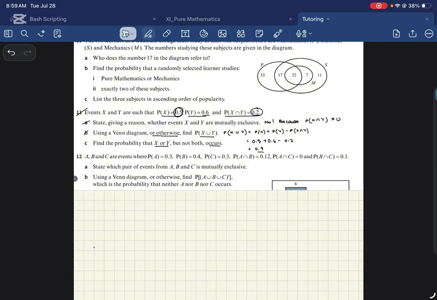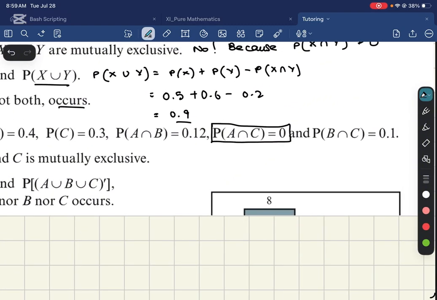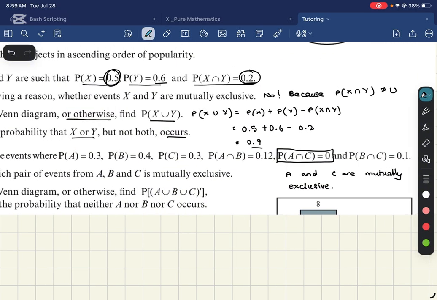A, B, and C are events. Okay, we are given these. State which pair of A, B, and C is mutually exclusive. This intersection is 0. So that means that A and C are mutually exclusive. So whichever has intersection 0, or the probability of the intersection being 0, that is going to be mutually exclusive. All right.